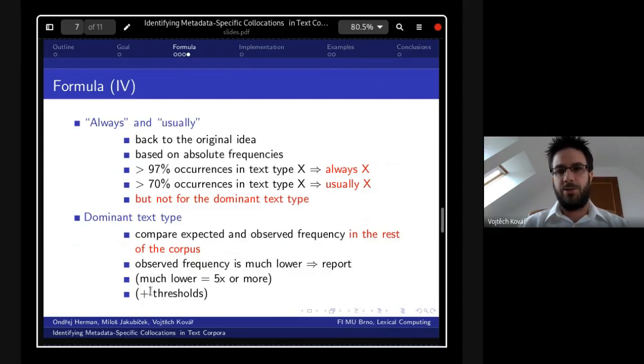Again, we introduce some thresholds, and much lower means 5 times or more. All the thresholds introduced here in this talk are rather arbitrary, maybe initial, and maybe subject to future change, but they were just initially picked up, and they seem to work reasonably well so far.